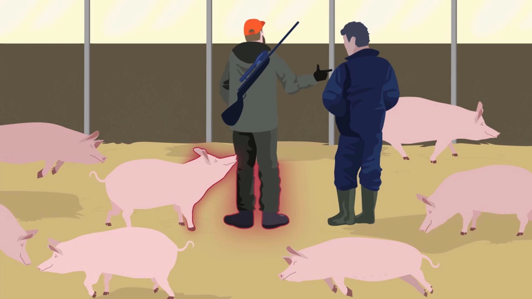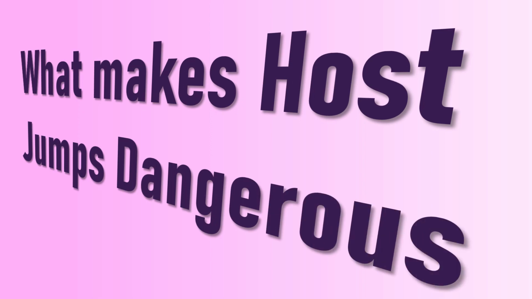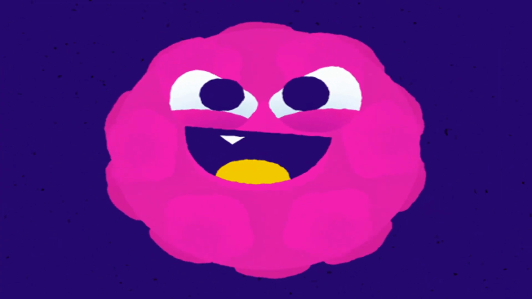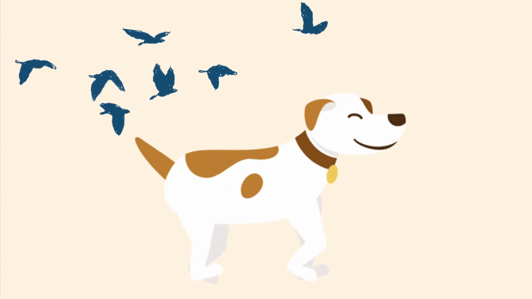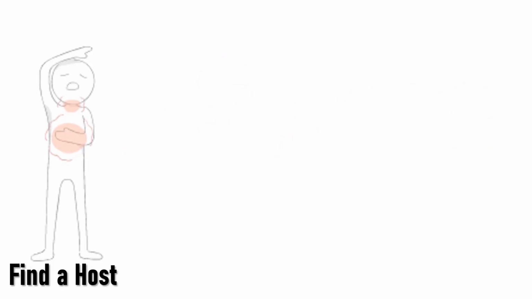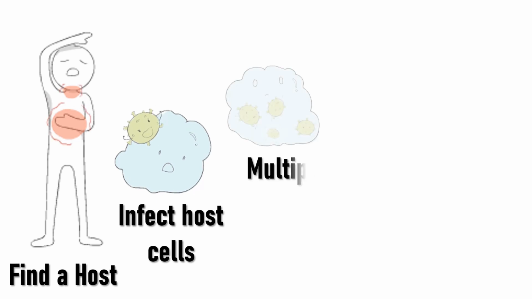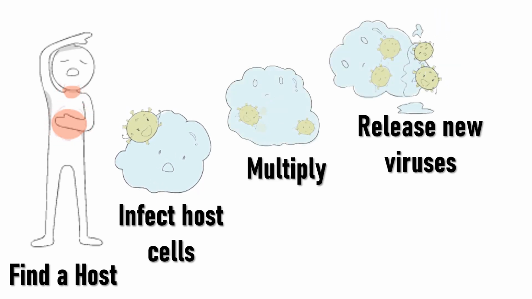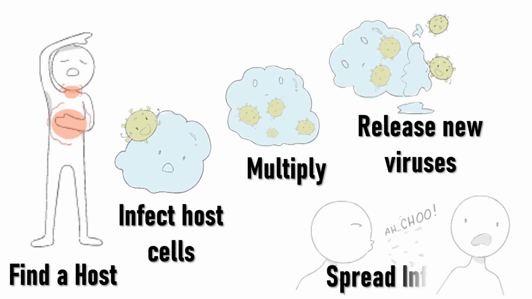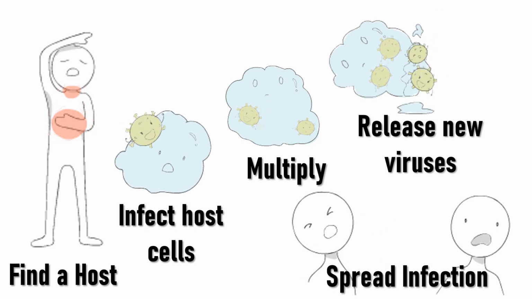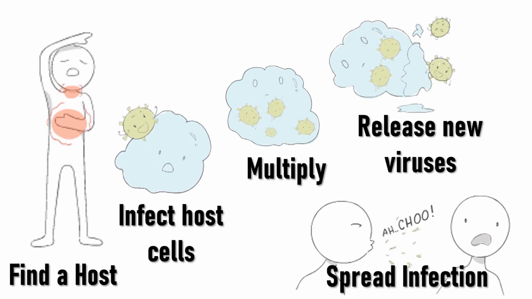So, how can pathogens from one species infect another species? And what makes these host jumps dangerous? Viruses are organic parasites that are capable of infecting all living forms. The virus uses 3 stages to survive and reproduce. First, they find a host. Then infect the host cells to multiply and release new virus particles. Finally, the new viruses must transmit to another host to spread the infection.